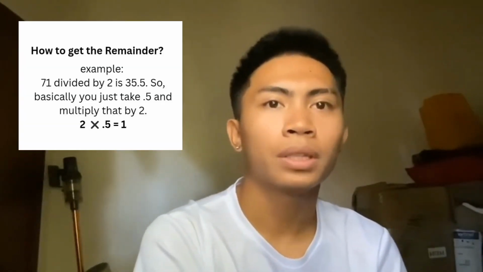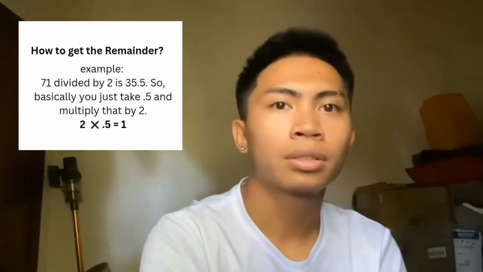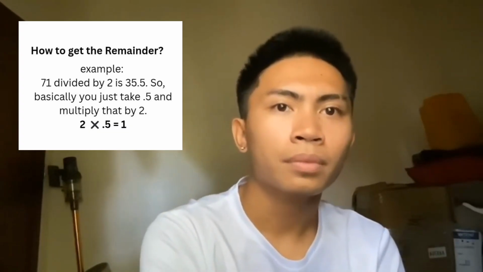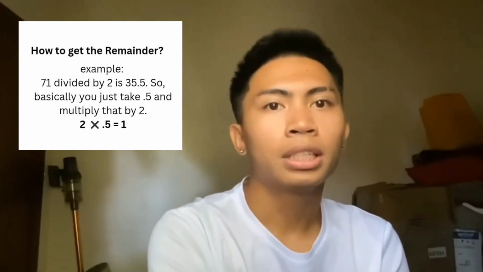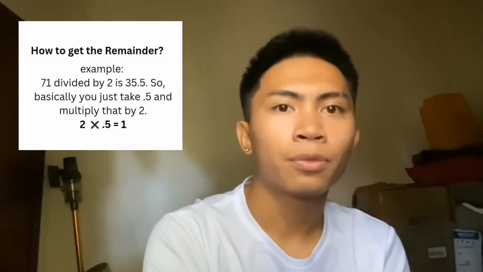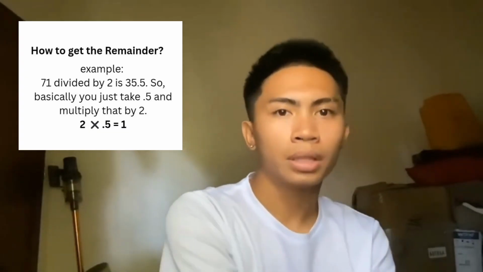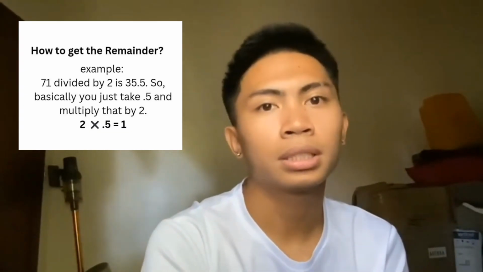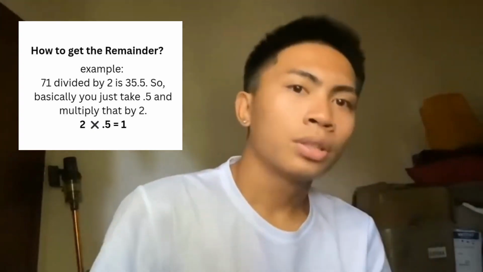Now, if you're wondering how to get the remainder, here's a quick trick. For example, 71 divided by 2 is 35.5. You just take the decimal part, which is 0.5, multiply it by 2, and that gives you 1. That's your remainder. To summarize, converting decimal to binary only takes 3 steps.